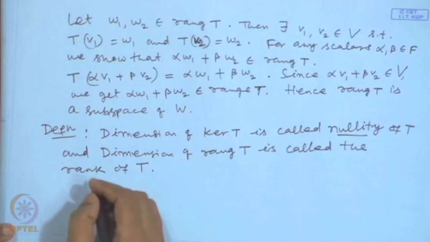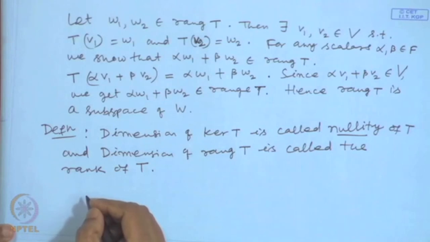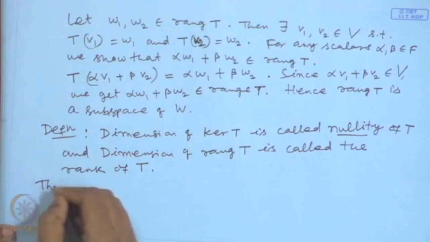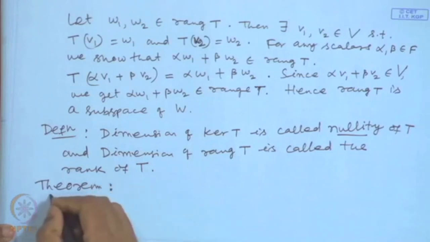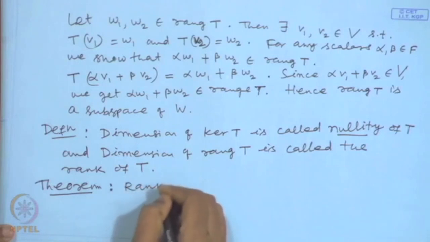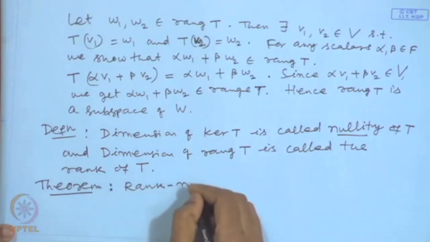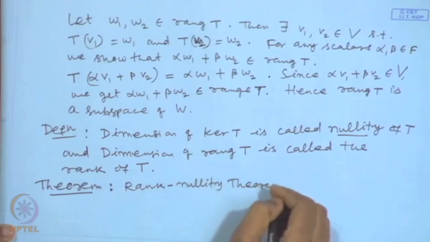So here we are having an important result that relates the nullity and rank and dimension of the vector space. Of course, the dimension of the vector space has to be finite. So, that result is known as the rank nullity theorem. This is a very famous theorem called the rank nullity theorem.